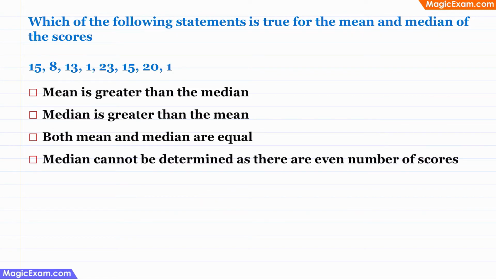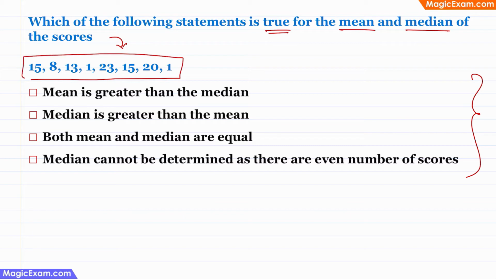Which of the following statements is true for the mean and median of the scores given below? So to identify which of these statements is correct, we just have to calculate the mean and the median for this set of numbers. So first let us calculate the median. So the median will be the centermost from among the batch. However, here we have an even number of numbers. In the sense, if it was an odd number, we could have easily identified the median. But since we have an even number, we just have to take one additional step, right?